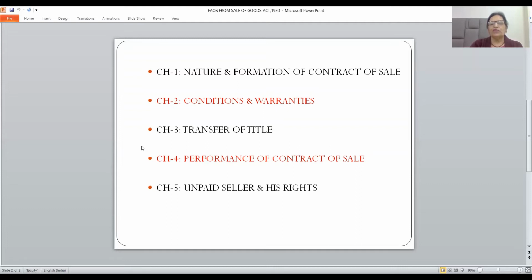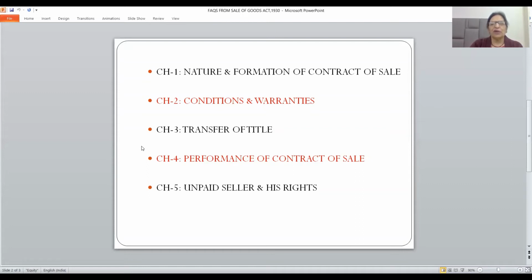3 to 4 points of distinction are there, which friends you have to write in the tabular form. The term condition has been defined under section 12, subsection 2. Warranty has been defined under section 12, subsection 3. There is a difference between the two. Stipulation is different in both the cases. Significance of stipulation.